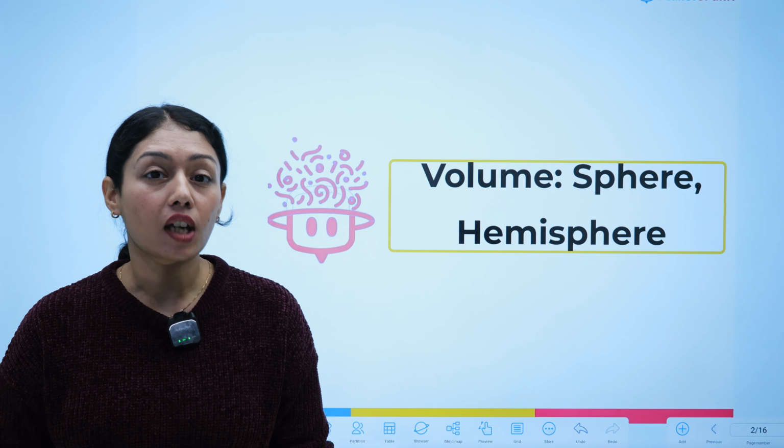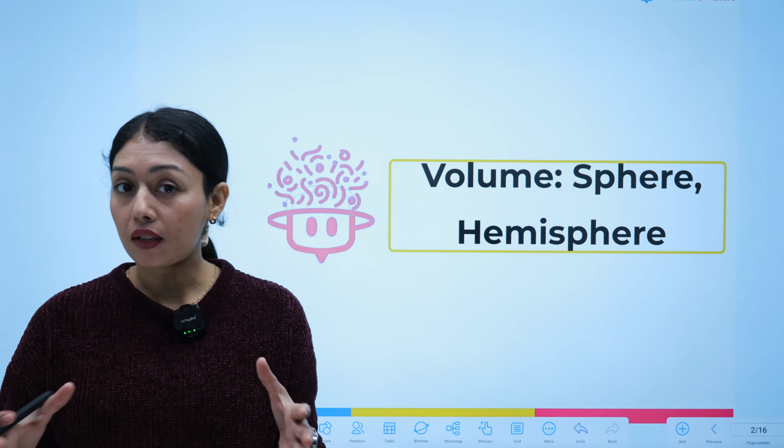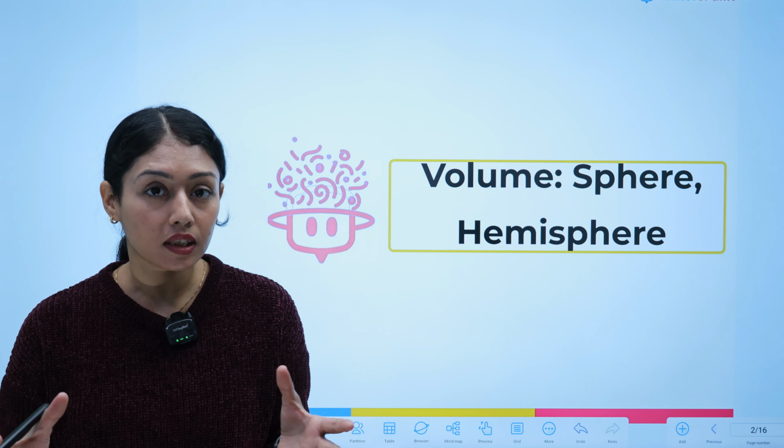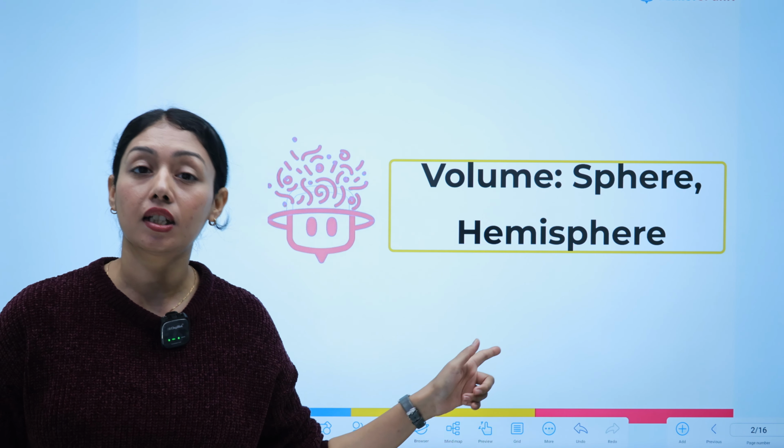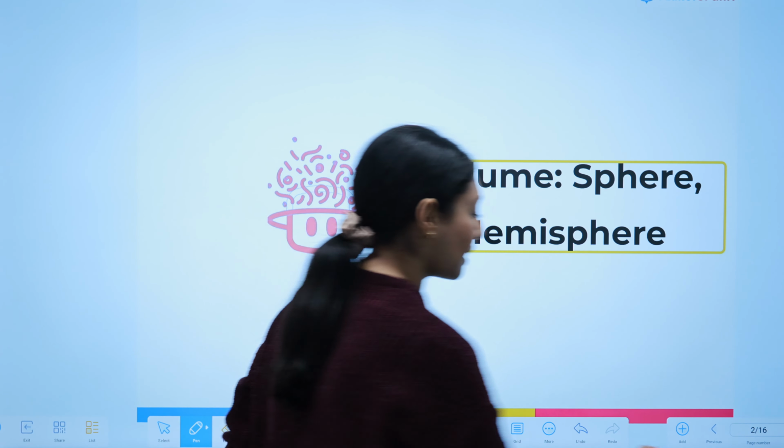So we were doing the chapter surface areas and volumes, right everybody? बहुत सारी shapes हमने already cover कर ली हैं like cones and cylinders. Now we'll be doing the volumes of sphere and hemisphere. So let's get started.